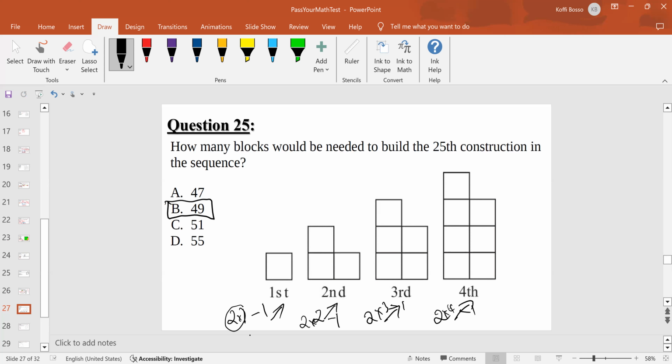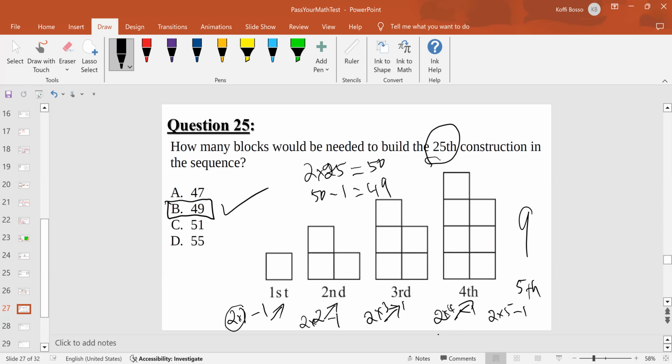That means what? The 5th position: I do 2 multiplied by 5, which is 10. 10 minus 1 is 9. So you're going to have 9 little squares there. Therefore, for the 25th, I do 2 multiplied by 25. We get 50, and 50 minus 1 is 49. The correct choice is B.